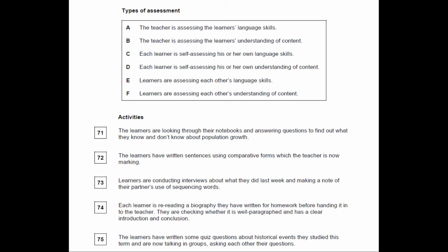74. Each learner is rereading a biography they have written for homework before handing it in to the teacher. They are checking whether it is well paragraphed and has a clear introduction and conclusion. This is each learner is self-assessing his or her own language skills. 75. The learners have written some quiz questions about historical events they studied this term, and they are now talking in groups, asking each other their questions. This is learners are assessing each other's understanding of content. Now let's take a look at the answers.